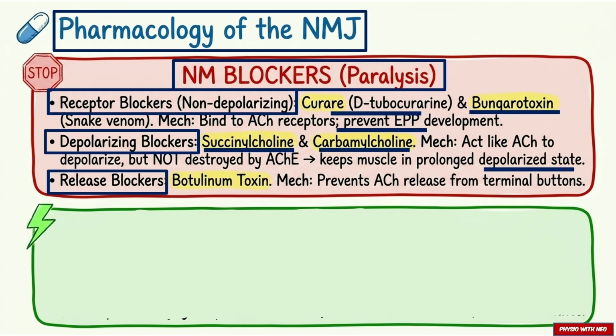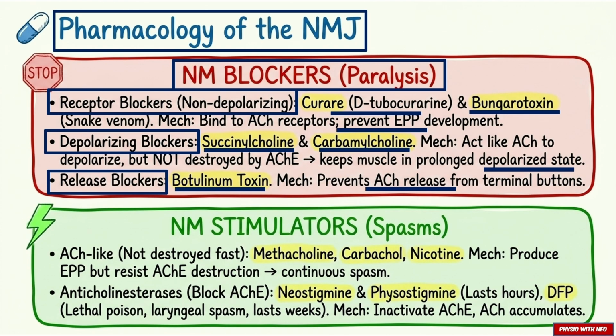And third are the release blockers. Drugs like botulinum toxin prevent the acetylcholine release from terminal buttons. Now, the neuromuscular stimulators. These cause continuous stimulation of the neuromuscular junction and cause muscle spasm.